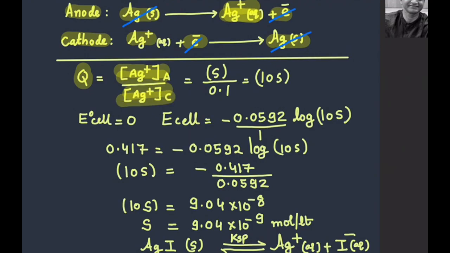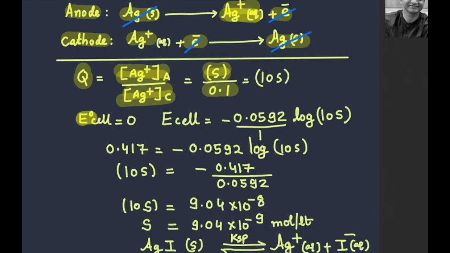Since Ag+ in anodic compartment is coming from AgI, that is equal to the solubility of AgI, s, and it is given that the concentration of Ag+ in cathodic compartment is 0.1 molar. So from there we are getting that the reaction quotient is 10s, and we know that for a concentration cell to be spontaneous, Q should be less than 1. So this 10s value should be less than 1.